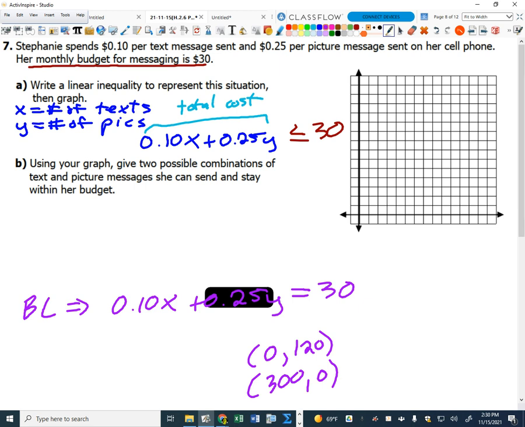I don't know what this scale is supposed to be here, but it's not a very good scale for us. I guess we're going to go by 30s. So we could go 0, 30, 60, 90. There's 120 right there, so there's one intercept. And then if we go by 30s over here, there's 30, 60, 90, 120, 150. I'll go over 5 more: 1, 2, 3, 4, 5. And there's 300.